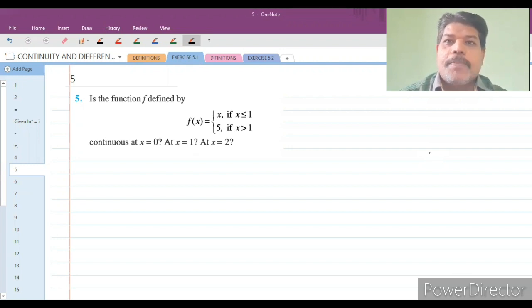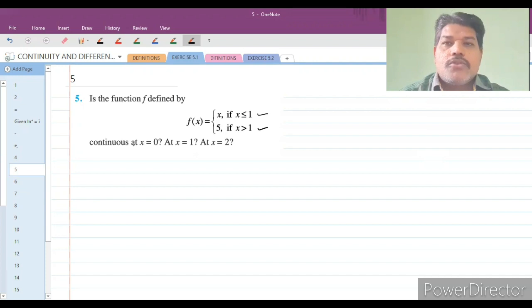What is the question? The function f defined by f of x is equal to x if x is less than or equal to 1, and f of x is 5 if x value is greater than 1. If x value is less than or equal to 1, then f of x value is x, and f of x value is 5 if x value is greater than 1.